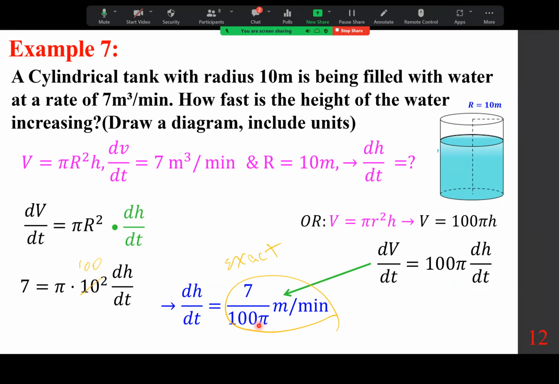As always, the units of volume over the units of time, the units of height over the units of time. The units will always work. You want to follow that.